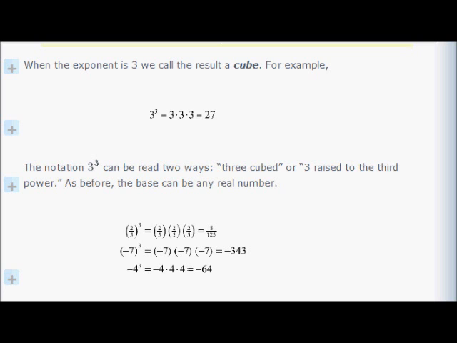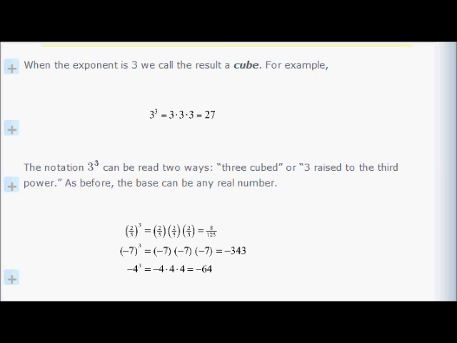So let's say we have a fraction now that's being cubed, two-fifths being cubed. You have two-fifths times two-fifths times two-fifths, which is equal to 8 over 125, or 8 one-twenty-fifths. If you have a negative number cubed, now in this case, negative 7 times negative 7 times negative 7 is negative 7 in parentheses, cubed, pardon me.